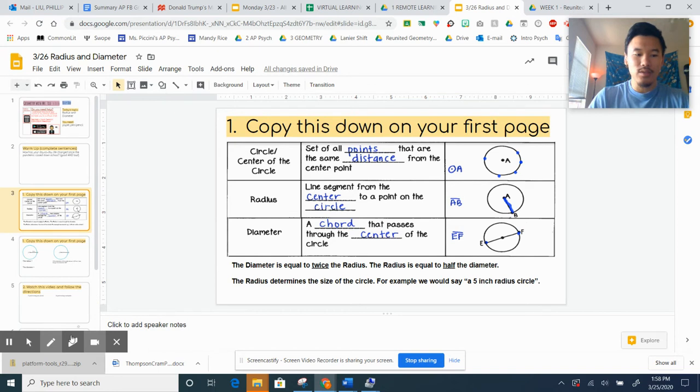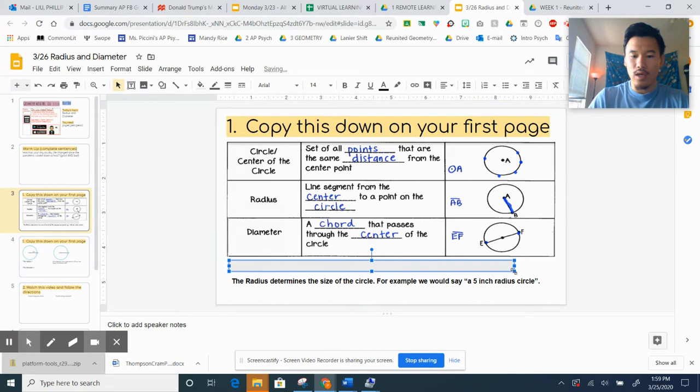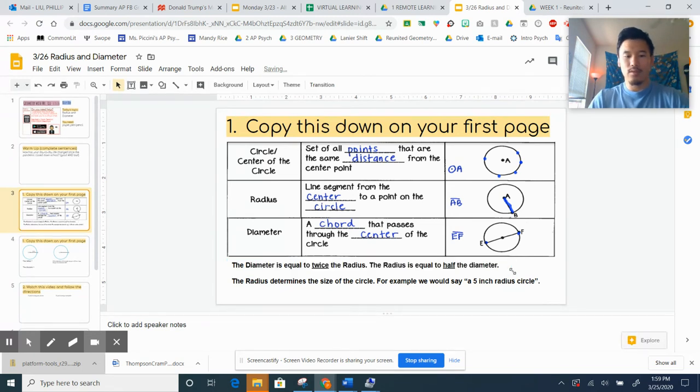Now, what you need to pay attention to here is this part. The diameter is equal to twice the radius, and the radius is equal to half the diameter. All right, so if you know the diameter of a circle, you can figure out the radius. If you know the radius, you can figure out the diameter. You just gotta take half.